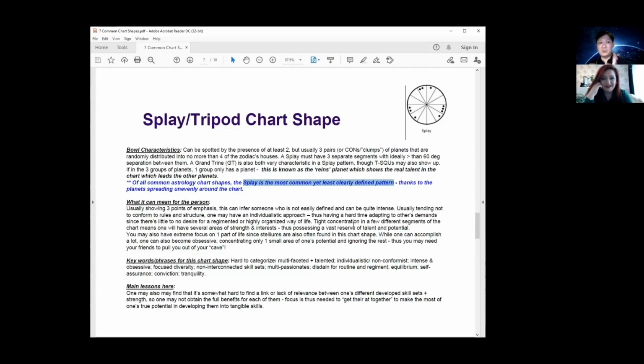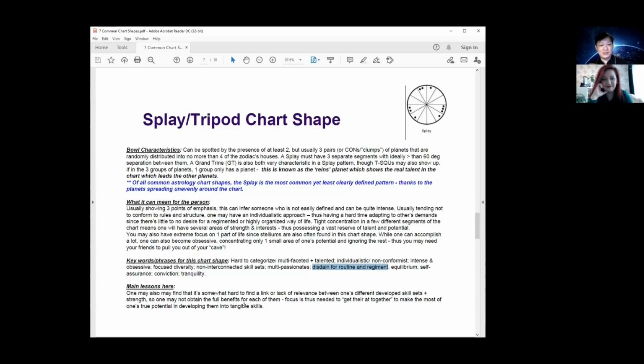I have also seen someone with this chart shape who's a very, very good entrepreneur as well, because it goes back to the individualistic and non-conformist nature. And I've also put here the disdain for routine and regiment that's very prevalent in a splay or tripod chart shape, that they prefer to be their own boss. However, in order to materialize that, they can't seem to put the pieces together, like the different skill sets that they focus their passions on. But when they do, they are so powerful as well.